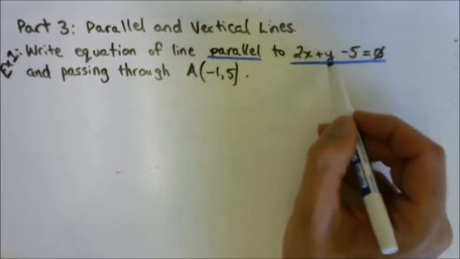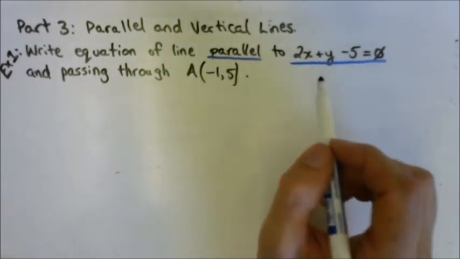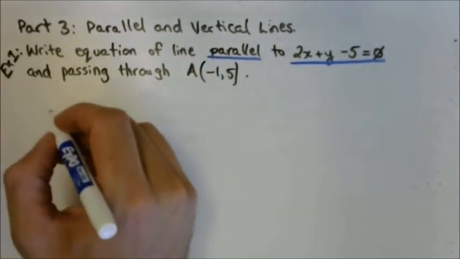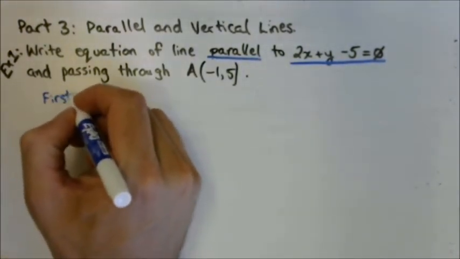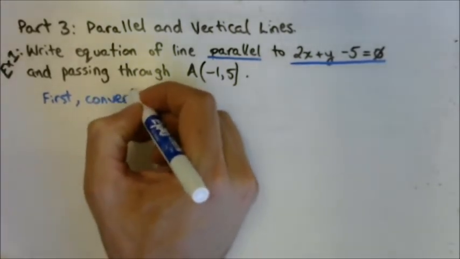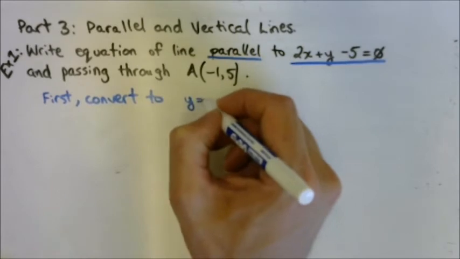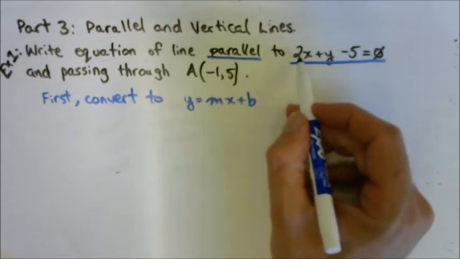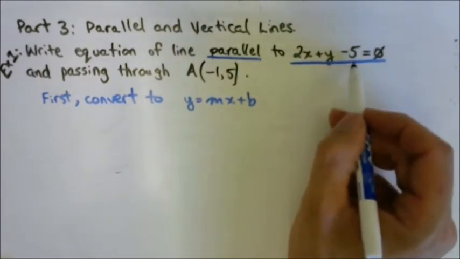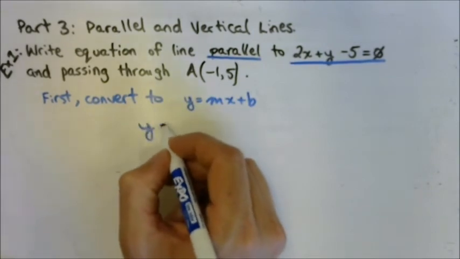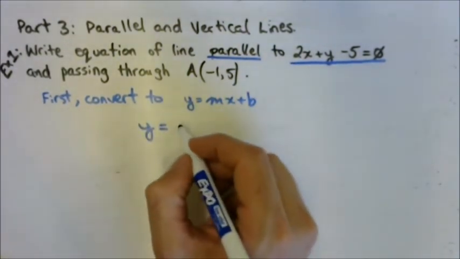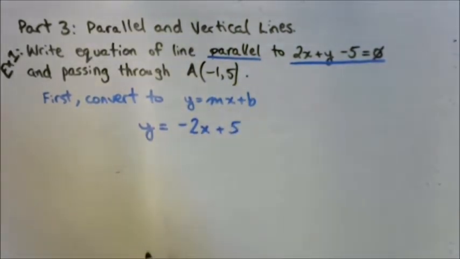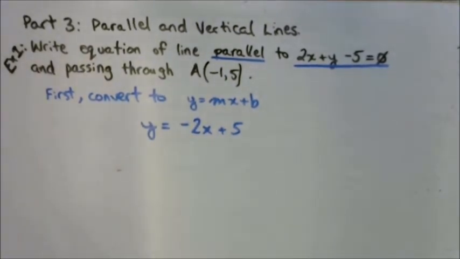You might say, oh, the y is already kind of by itself. It doesn't have a coefficient, so the slope must be 2. Wrong. You can't do that. Remember, we need to get this thing into slope y-intercept form first. So we're going to first convert to y equals mx plus b. And really all I need to do here is subtract 2x from both sides and add 5 to both sides. So on the left, I'm going to be left with just the y. Now I've subtracted 2x from both sides, and I've added 5 to both sides. So I'm left with y equals negative 2x plus 5.